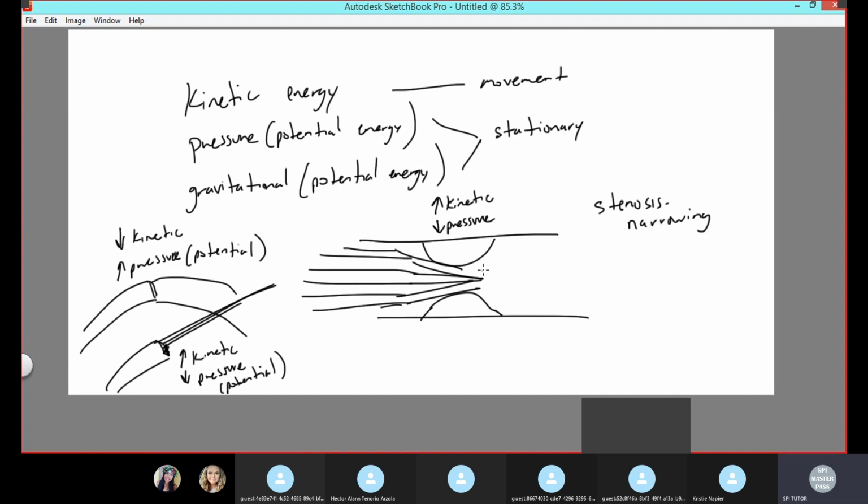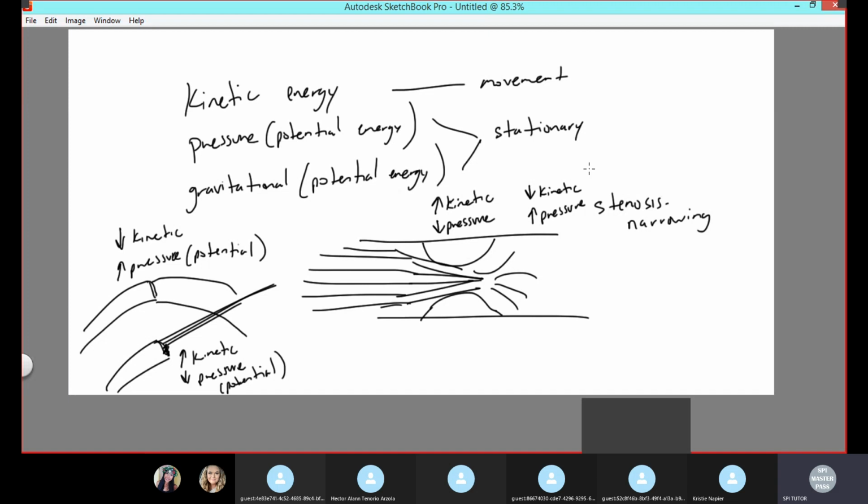And once you get to the other side of the stenosis, well, then you have an opening, right? So everything sort of can calm down now. It can go back to how it was. So your kinetic becomes less, meaning that you're not as fast anymore. And then that energy that is removed from kinetic is given back to your pressure or to your potential energy. Okay, so this is pretty much the gist of it.